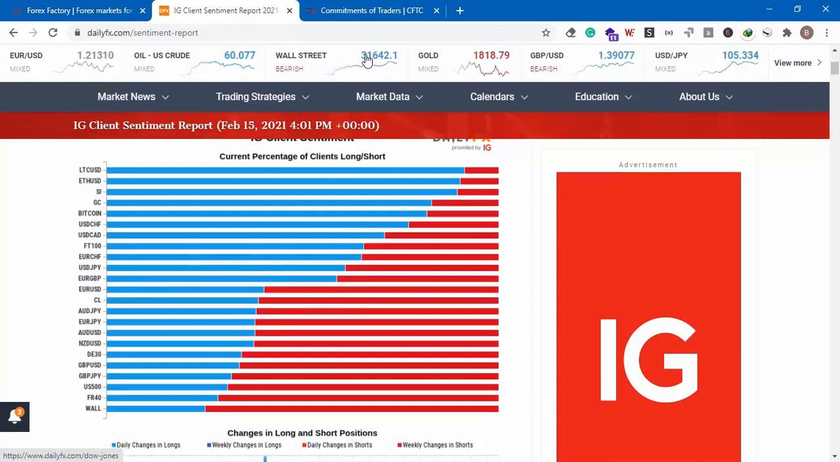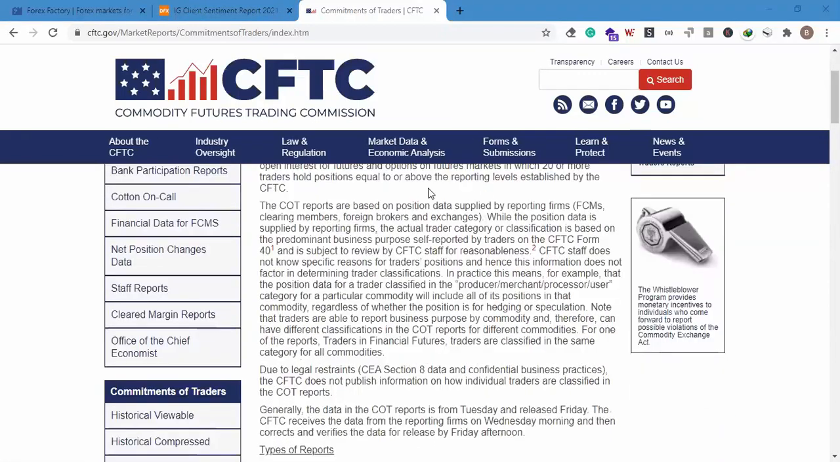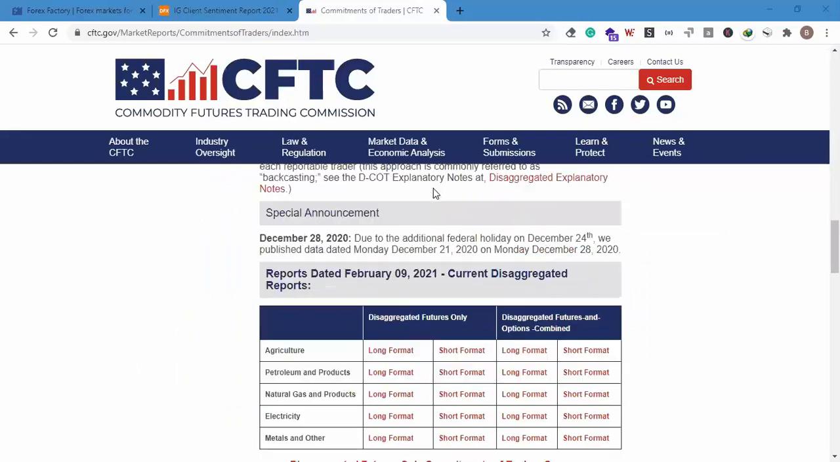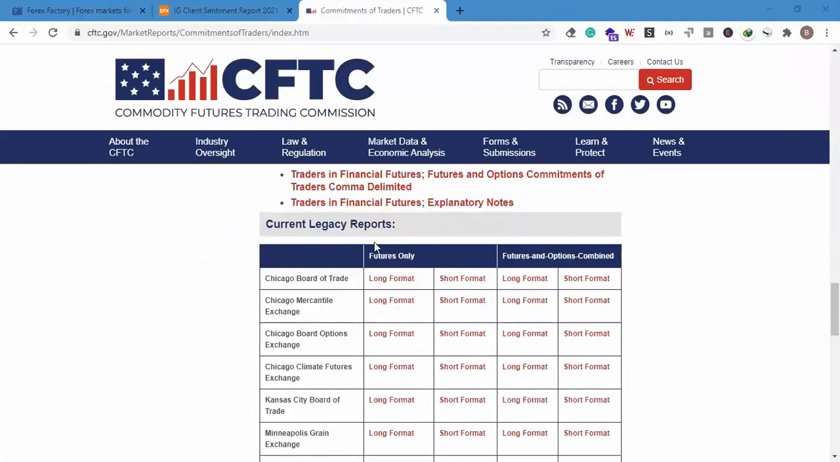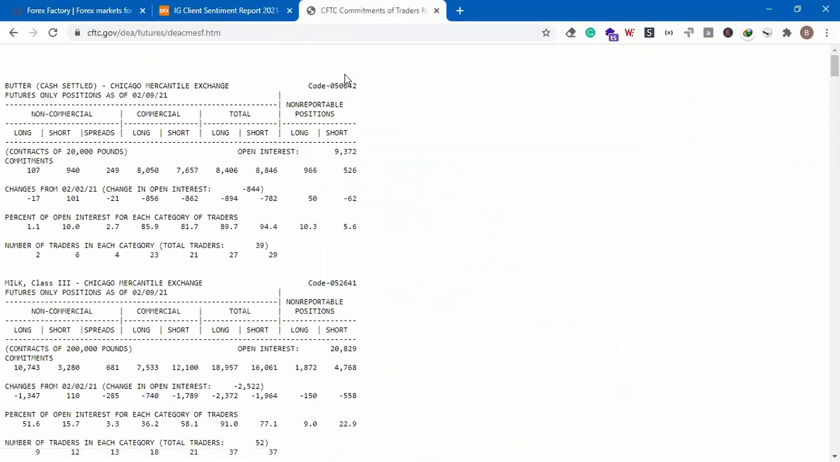Now, the other one was the commitment of traders report. The commitment of traders report is a report from the Commodity Futures Trading Commission, and we usually go to that site. This report is released almost every week. When we go to the site, we scroll down to a section titled Current Legacy Reports. The one that we usually use is the Chicago Mercantile Exchange, and we use the short format so that it's easier for us to go through. If you click on that, it opens the report for us.